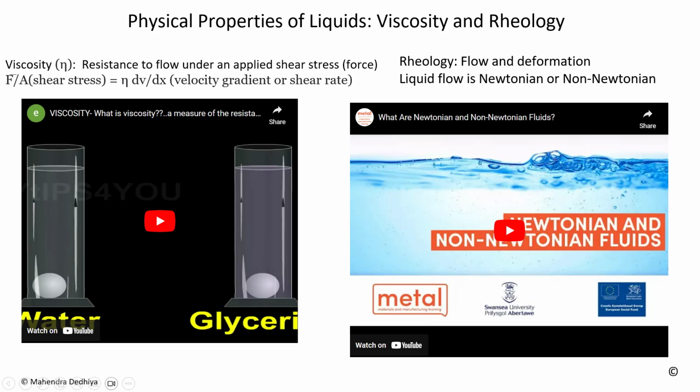The next two properties are unique to liquids. These are viscosity and rheology. Viscosity is resistance to flow under shear stress, i.e. under force. It's given by the equation force over unit area, that's the shear stress, is equal to viscosity multiplied by velocity gradient or shear rate. So if we apply a force on a liquid, the liquid will flow depending on its viscosity.